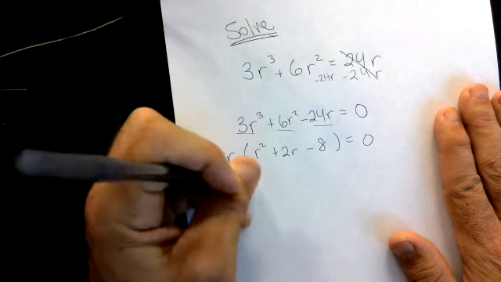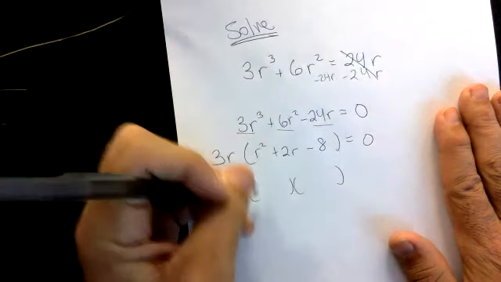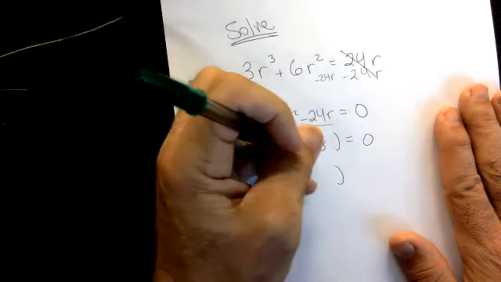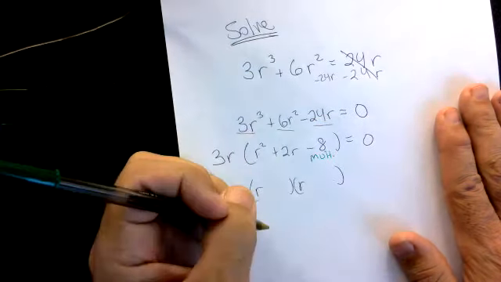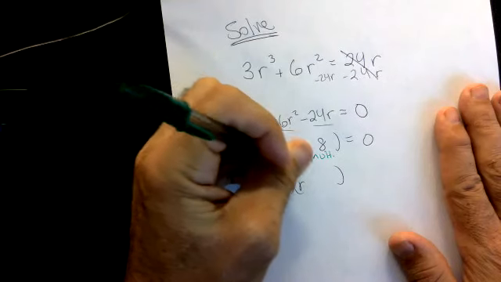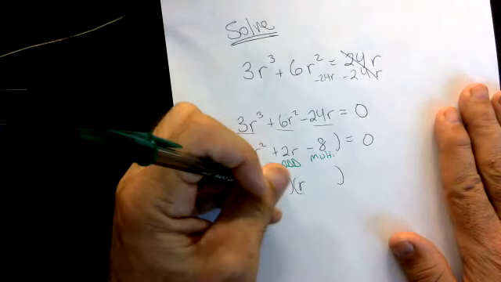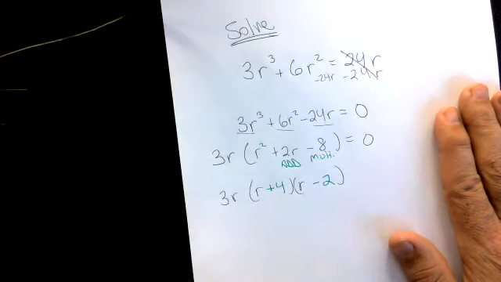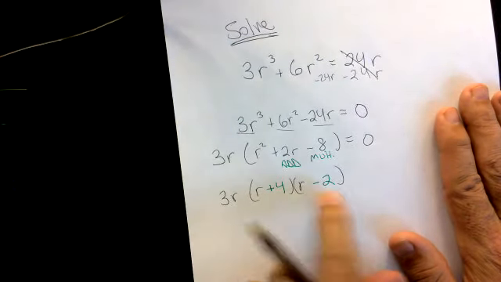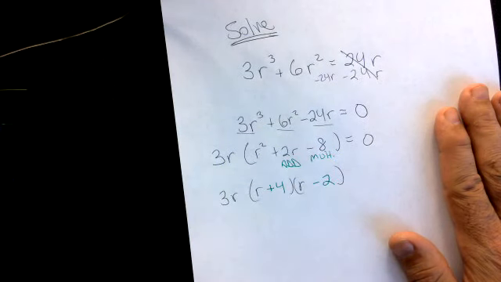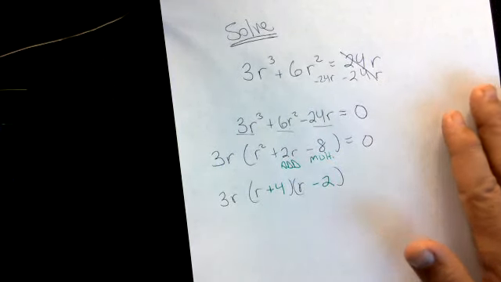Okay, then I want to see if I can factor this anymore. R squared is r times r. And then I'm looking for what multiplies to get negative 8 and adds to get positive 2. That would be positive 4 and negative 2. 4 times negative 2 is your negative 8. 4 plus negative 2 is your 2r.